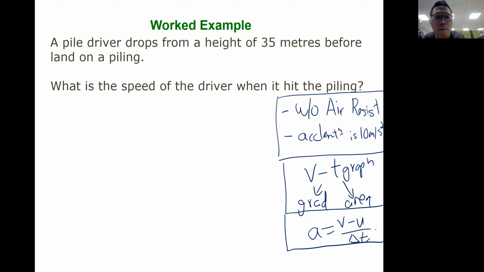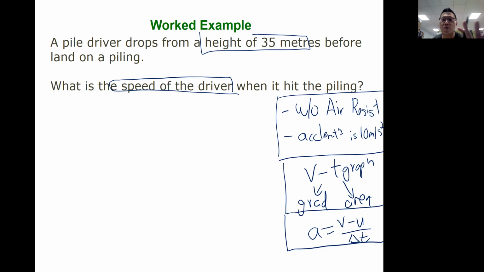Not simplified anymore. So the question will go like this. If I have an object that drops from a height of 35 meters, what is the speed of the object before hitting the floor? This question is maybe worth around 3 marks. It looks very skimpy, very little information, but actually some information is hidden behind. For example, you know that the object is falling freely. The moment I say drop, there's the first hint already. So I want the speed of the object and I have the height of 35 meters.